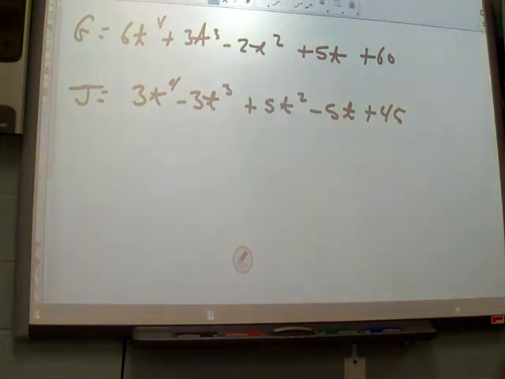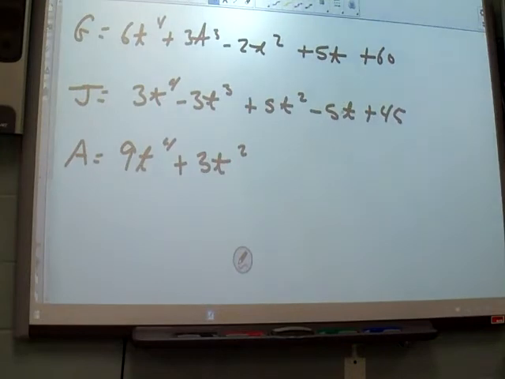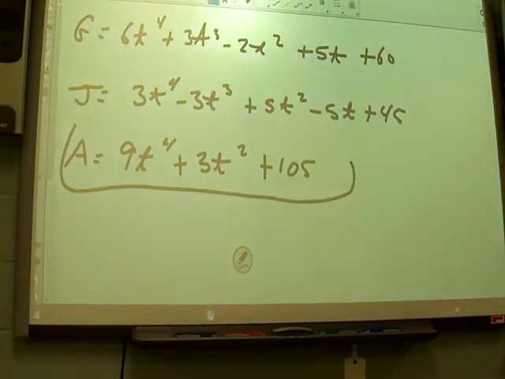So we're going to say A equals, and I'm just going to start adding like terms. I've got t's to the 4th on both of them, so 6 of them and 3 of them gives me 9 of them. T cubes, those are going to cancel. 3t cubed and negative 3t cubed, that's nothing, he gone. Squareds, I got a -2 and a 5, so that's 3. My t's cancel too, don't they? 5 and -5, that's nothing, he gone. And then on my constants, 60 and 45 would be 105. So that would be your answer for part A. And then we're going to skip B.